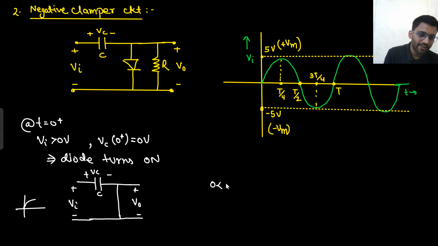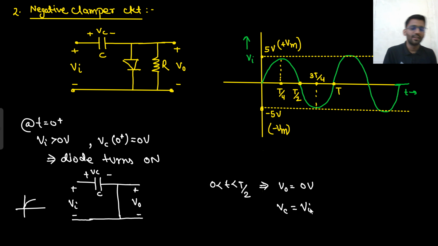So for 0 to T by 2, V naught will be at 0 volt only and VC will be charging. VC will be equal to Vin only. Why did I take till T by 2 only? Why so? It should be T by 4. Sorry for that. It should be T by 4. Really sorry for that. Why did I take T by 4 only? Why did I not take till T by 2?